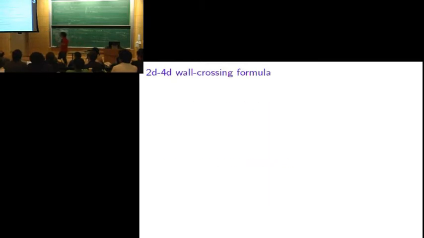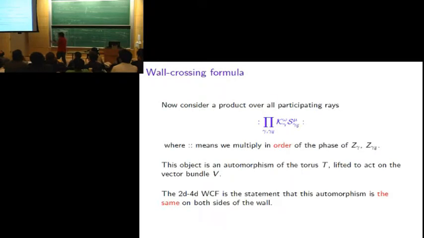Okay, so now we do the same thing as we did before. We take a product over all of the participating rays of the corresponding automorphisms. And so what we get now is a slightly more complicated thing, an automorphism of this torus lifted to act on the vector bundle. And the 2D40 formula is the statement that this automorphism is the same on both sides of the wall.